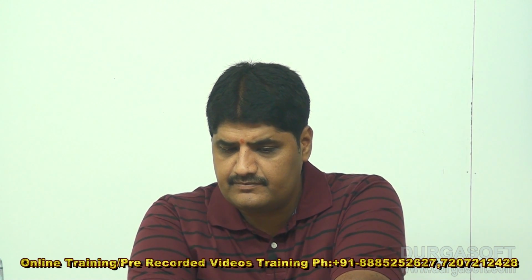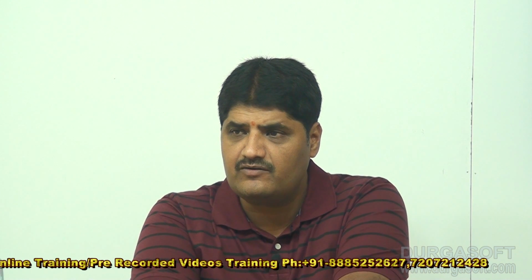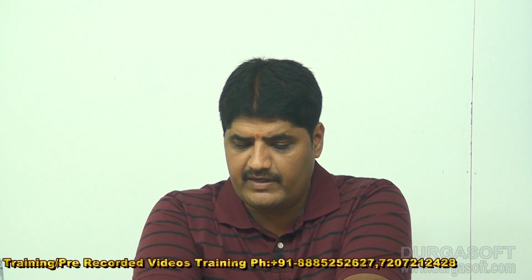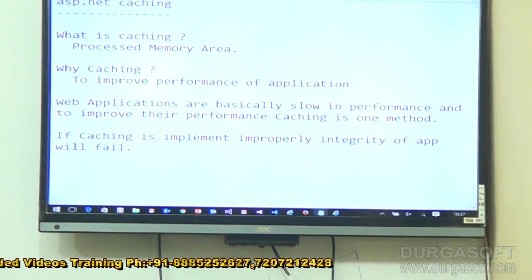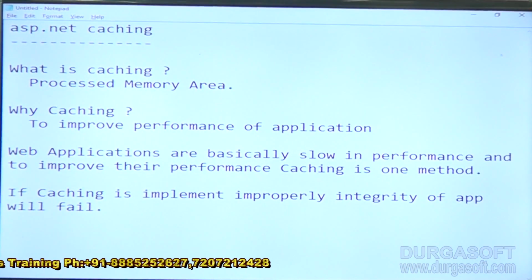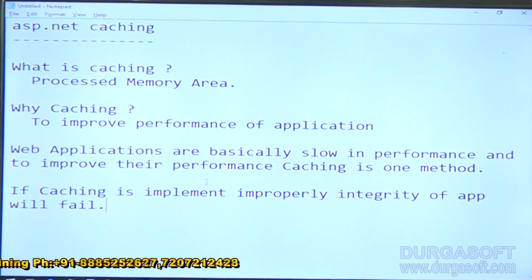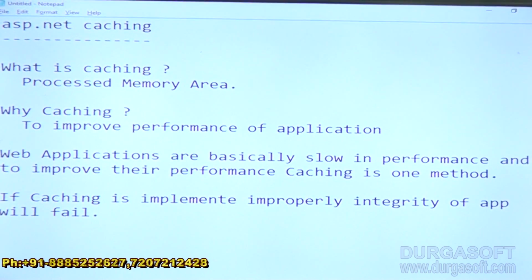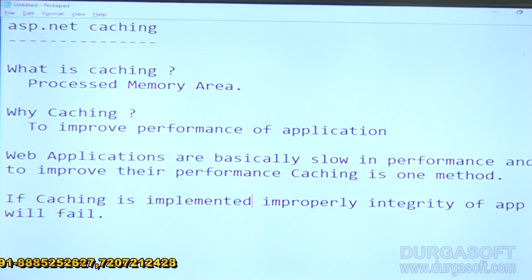What is the side effect of caching? If caching is implemented improperly, you understand what improperly means or not now? If caching is implemented improperly, integrity of app will fail. All undocumented points. You have to be careful, learn these all perfectly, I am telling you.